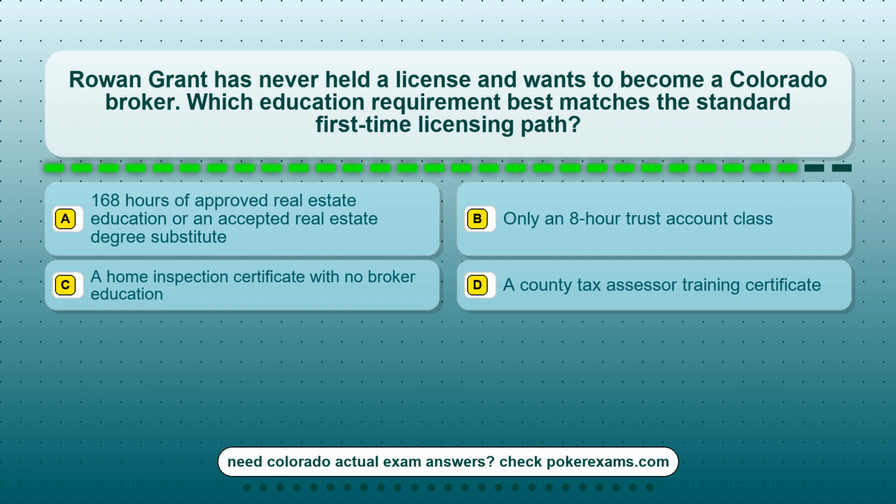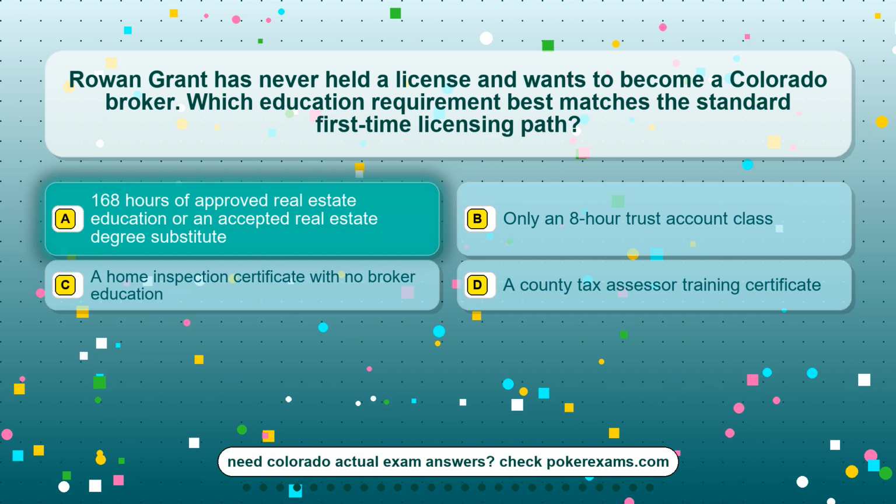Question 1. Rowan Grant has never held a license and wants to become a Colorado broker. Which education requirement best matches the standard first-time licensing path? Option A, 168 hours of approved real estate education or an accepted real estate degree substitute. Option B, only an 8-hour trust account class. Option C, a home inspection certificate with no broker education. Option D, a county tax assessor training certificate.